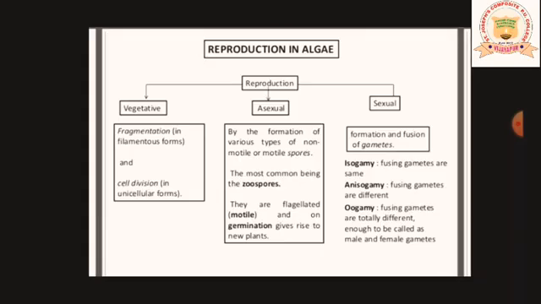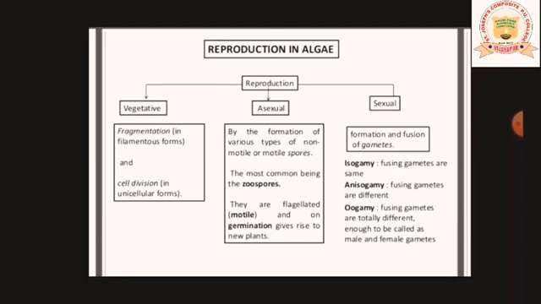So vegetative reproduction mainly takes place by fragmentation in filamentous form. As I said, filamentous form. What was the example? Please recall. And cell division in unicellular form. Which was the unicellular form? The unicellular form was Chlorella. Which was the filamentous form? You did not remember the names I have said in the beginning. Spirogyra and Ulothrix. Okay.